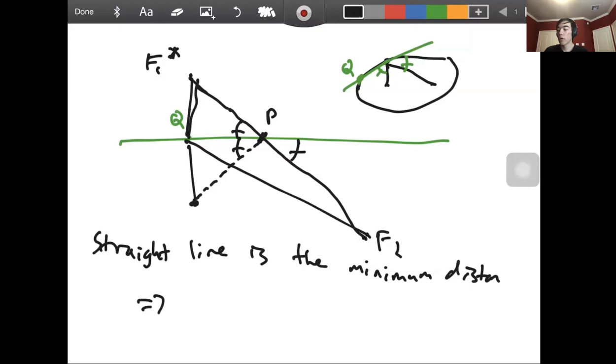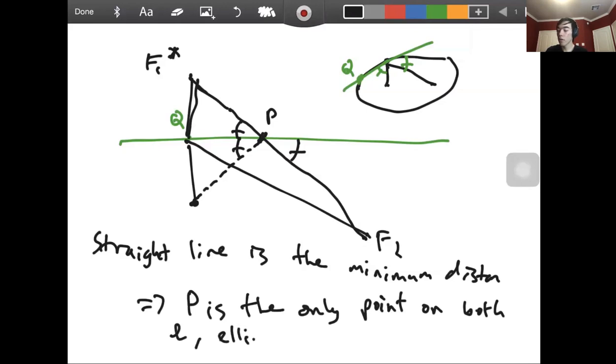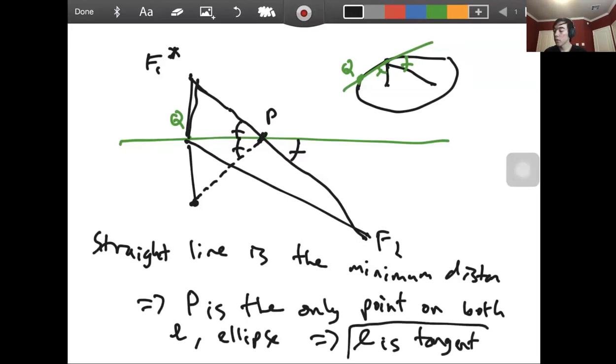So therefore, P is the only point on both L and the ellipse, which is enough to show that L is tangent. And that completes the proof.